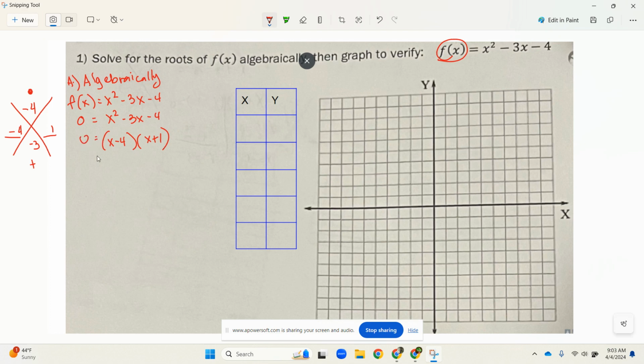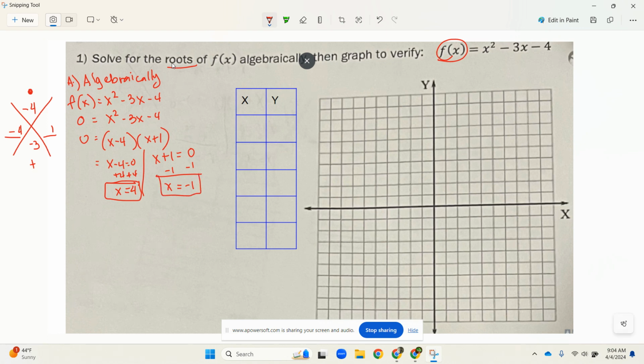Okay. All right, now set each one to 0. x minus 4 equals 0, and the other one is x plus 1 equals 0. So therefore, add 4 on both sides, x equals 4. So that's your first x-intercept, or the first root. And then minus 1, x equals -1. This is your second root.